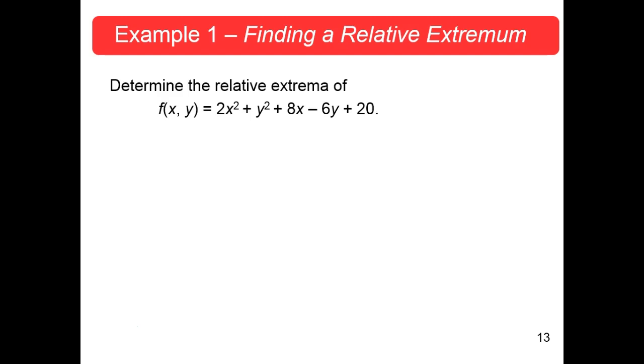So let's do this one. Determine the relative extrema, and they say extrema, as if there are more than one, of f. You can also go to larsoncalculus.com for an interactive version of this type of example. Here's your f of x, y equal to 2x squared plus y squared plus 8x minus 6y plus 20.